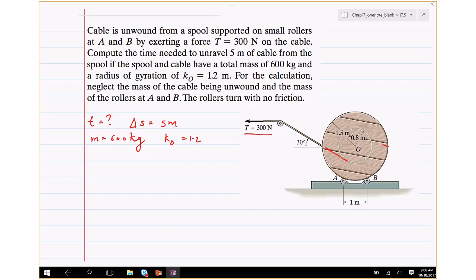Or the velocity. But this is not a case of uniform velocity, because clearly there's a tension. It may so turn out that the acceleration is zero, in which case it might be simpler. So let's try to find the acceleration of the spool and use that information to find the distance unraveled. So I'm going to start with the free body diagram.